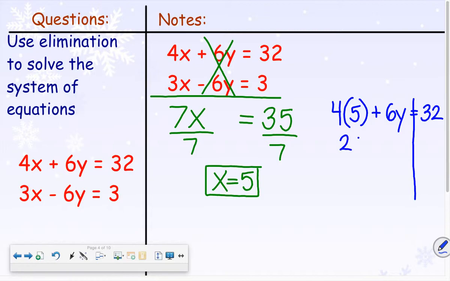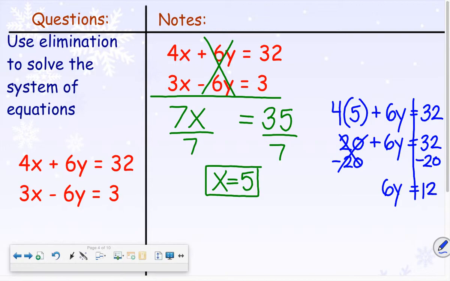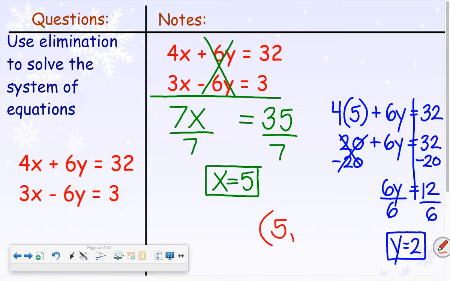So 4 times 5 is 20. And then if I subtract 20 on both sides, I end up with 6y equals 12. Divide both sides by 6, and I get y equals 2. So now I'm going to take my x of 5 and my y being 2 and write it as an ordered pair. So if I graph these two equations, they would intersect at the ordered pair (5, 2).